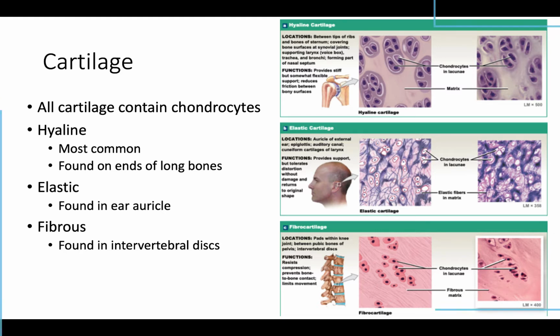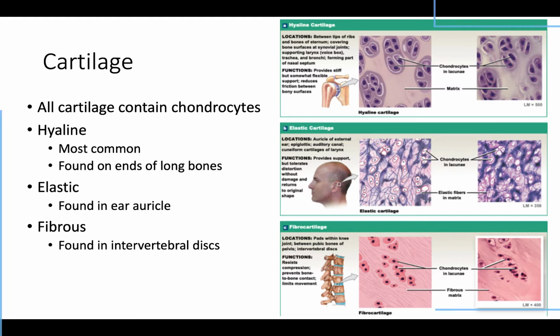So in hyaline cartilage, you can't see any of the fibers. When we look at elastic cartilage, you can see some fibers. Those are elastic fibers. So elastic cartilage we find in places where you think of elastic cartilage. That's like in your ear, where you get that pierced. That's in your ear auricle, right?